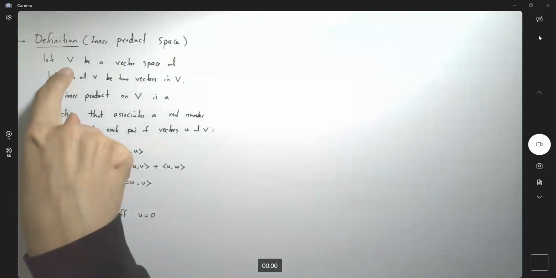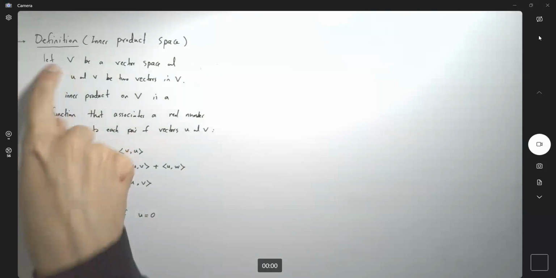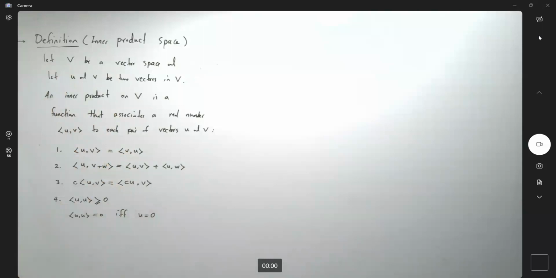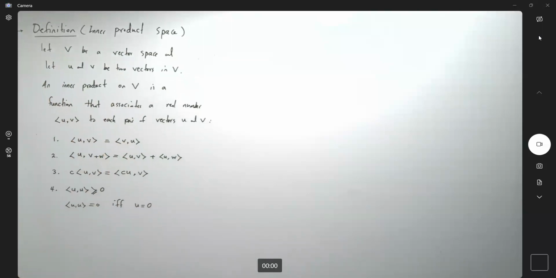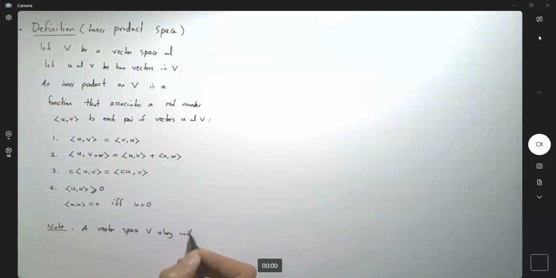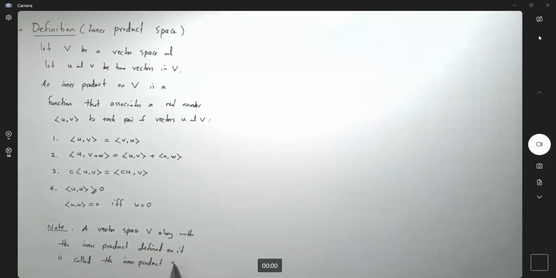A vector space V along with the inner product function is called the inner product space. And note for you. A vector space V along with the inner product defined on it is called the inner product space.